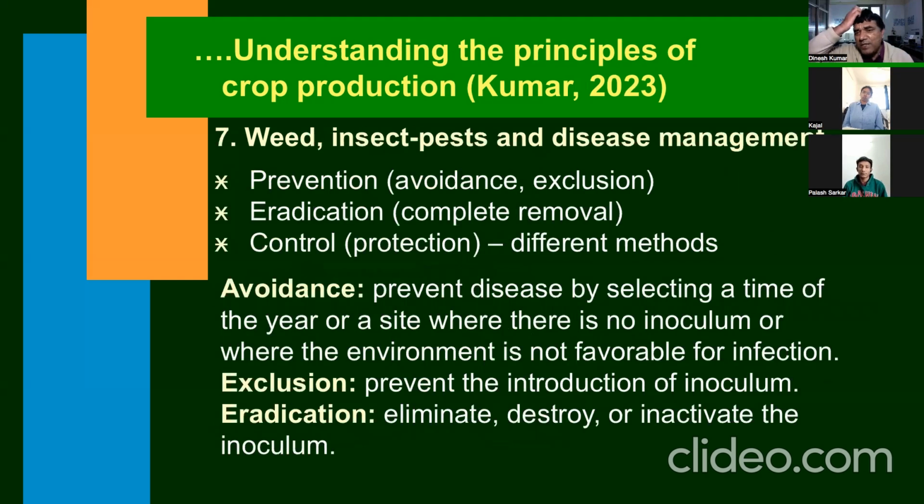Similarly, in case of weed, insect pest, and disease management, the fundamental principles are prevention, eradication, and control. Prevention is avoidance or exclusion, eradication is complete removal, and the other is control. Different methods are used to control insect pests, diseases, weeds, etc.